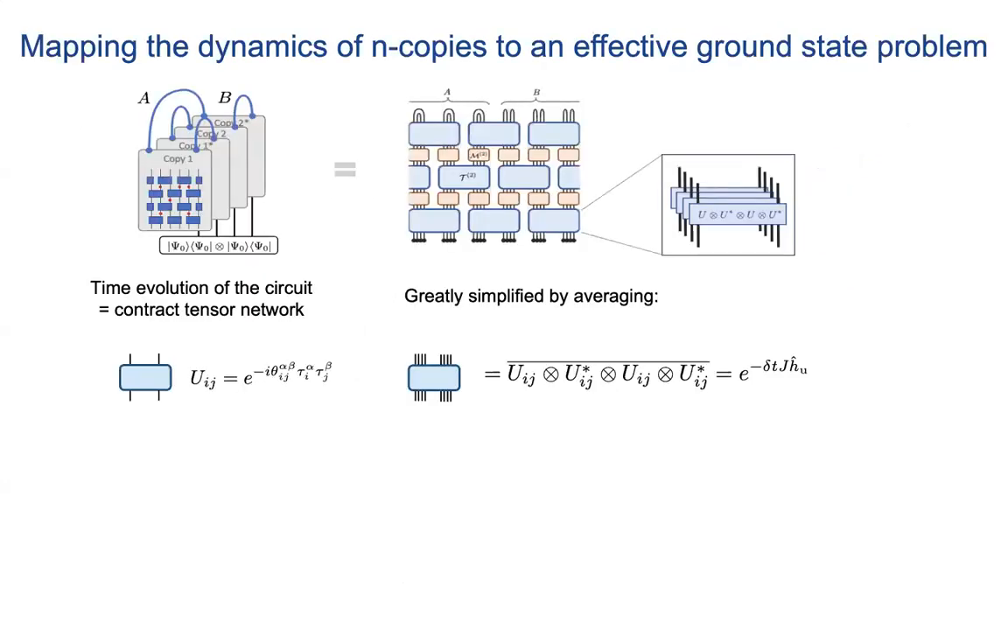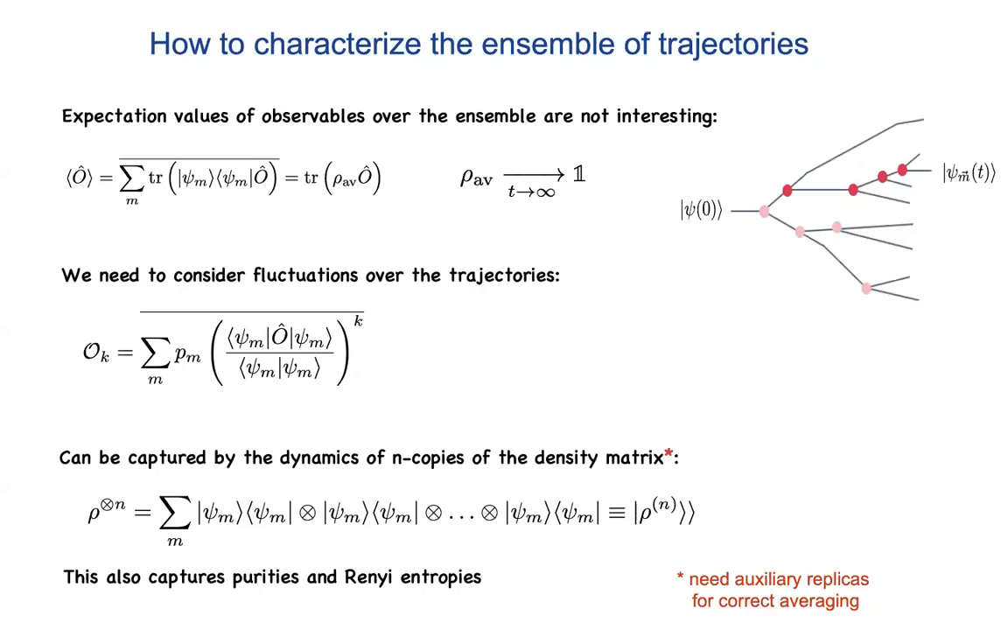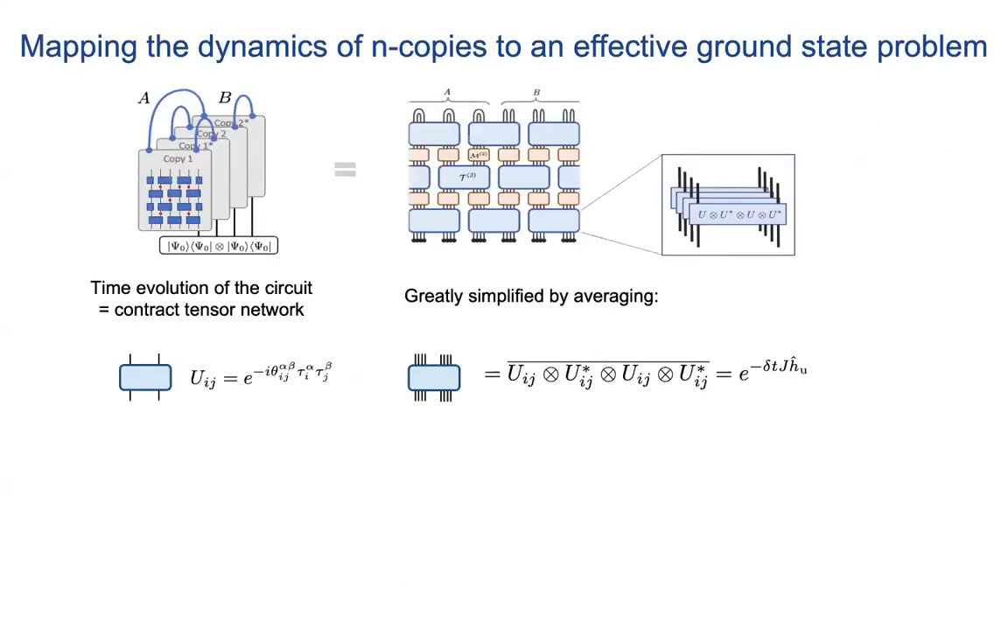I hope it's clear so far. Now, I promised you that we can map this dynamics to a ground state problem. So how is this done? This is maybe the most technical point here, but let me try to explain it clearly and in the simplest possible way.